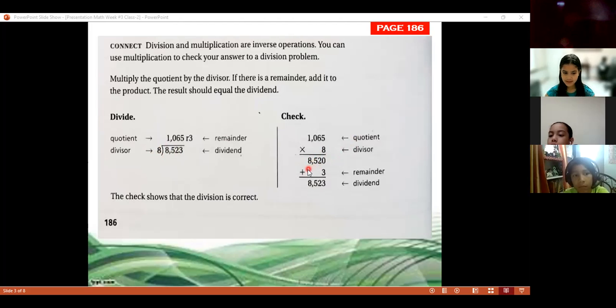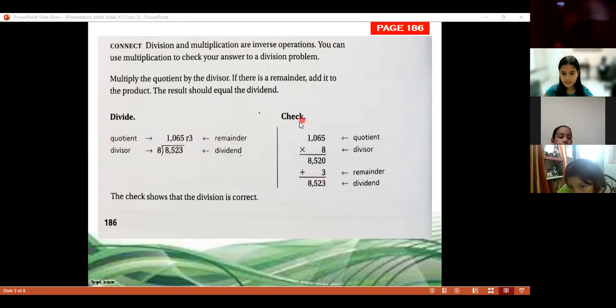This answer, we need to add the remainder. Remember, the remainder was 3. Plus the remainder, we get 8,523. Is it correct? Yes, look here. It's the same answer that we have on the dividend. So our answer is correct.